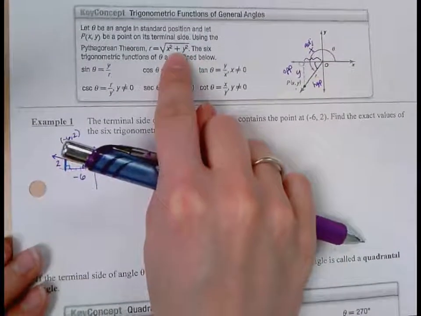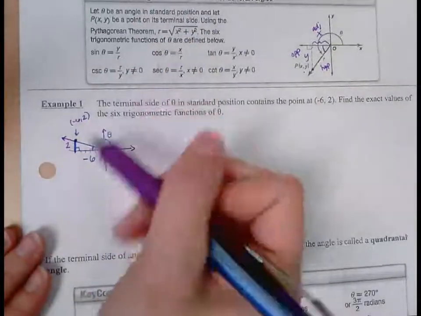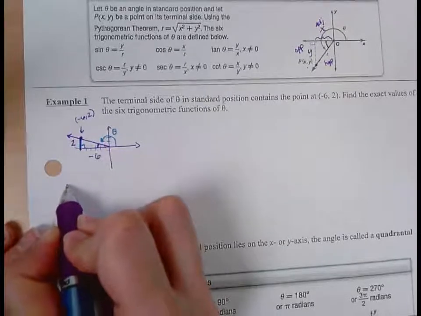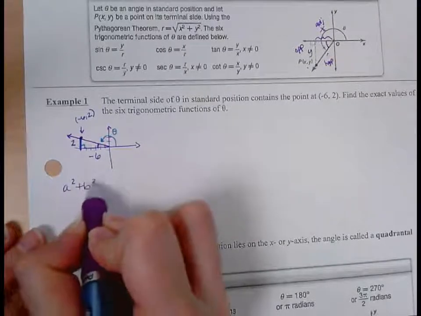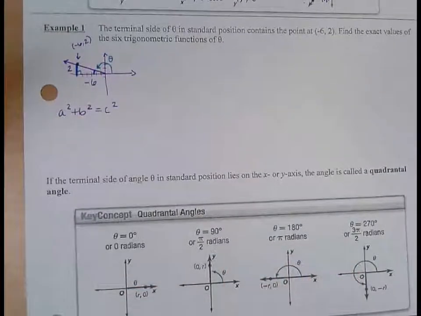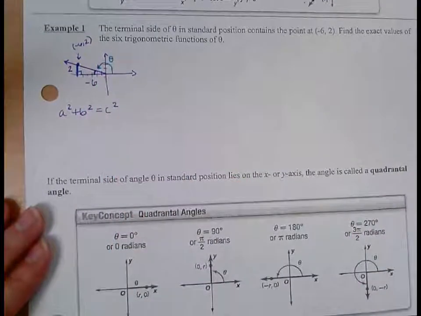You're free to use that. It's just the Pythagorean theorem. So to find this missing side, I can use a squared plus b squared equals c squared. I don't have to use something different or memorize something different in terms of x, y, and r. It's just Pythagorean theorem. I have the 2 legs. I'm trying to find the hypotenuse.